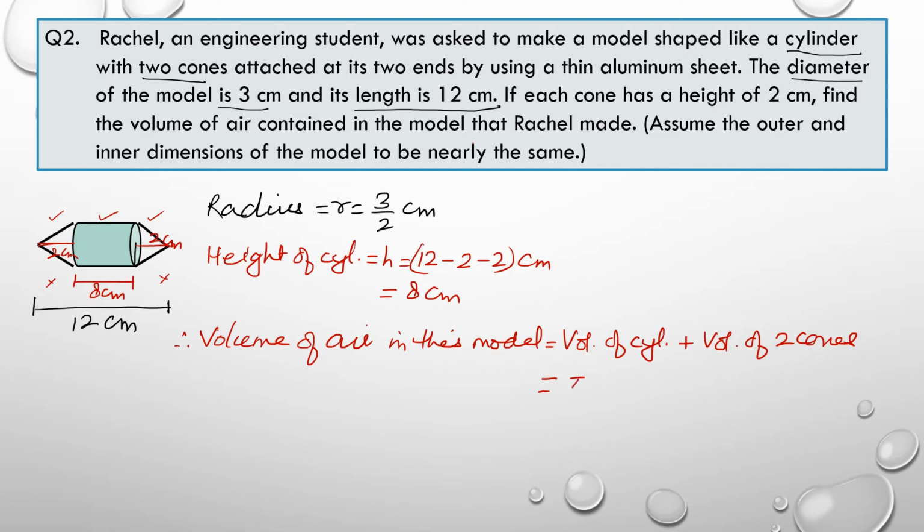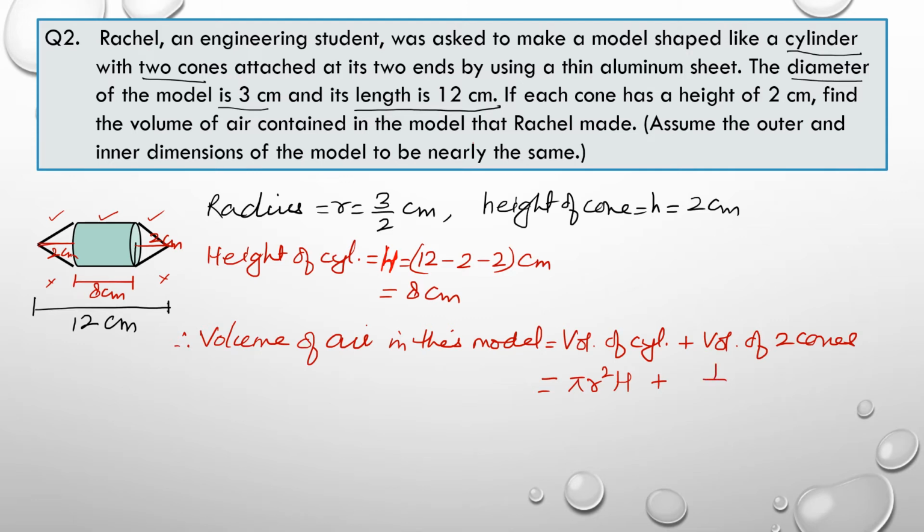Volume of cylinder is pi r square h. Let's do one thing. We'll take capital H for the height of the cylinder, and for the height of the cone let's take small h, because both the heights are different. Height of cone, small h, is equal to 2 centimeter. So let me raise this small h, and I write capital H here.